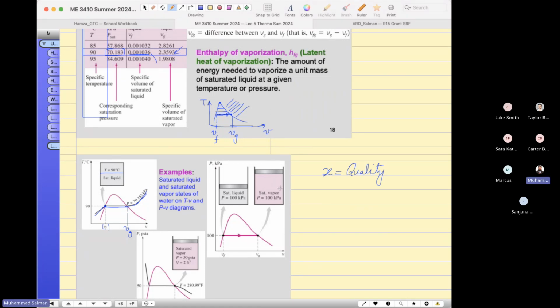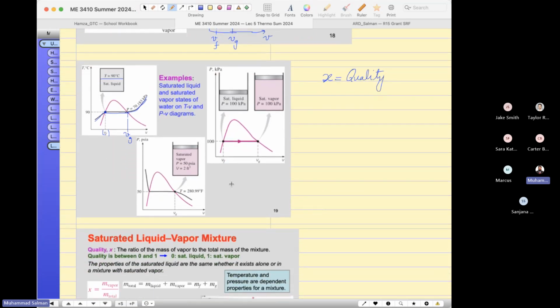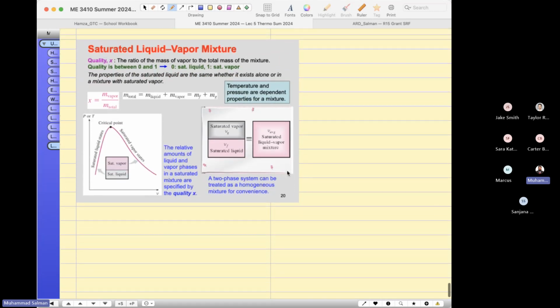No, we do not see the quality. Quality only occurs inside the latent heat region. So if it is very close to the vapor line, it is the quality: mass of vapor divided by the total mass. Total mass includes the liquid mass and the vapor mass. So this does not occur inside the superheated region.